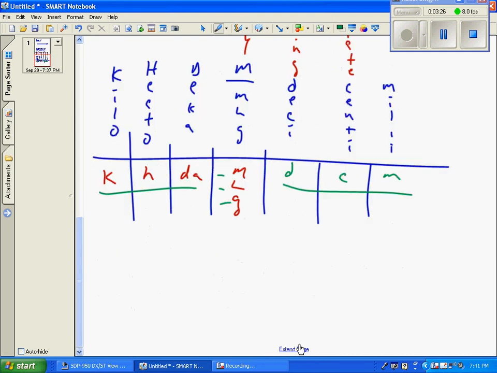What these actually mean is kilo means 1,000, hecto 100, deca 10. Your base units would just be worth 1, deci 1/10, centi 1/100th, and milli 1/1000th. Now, we can use this to do conversions like this.